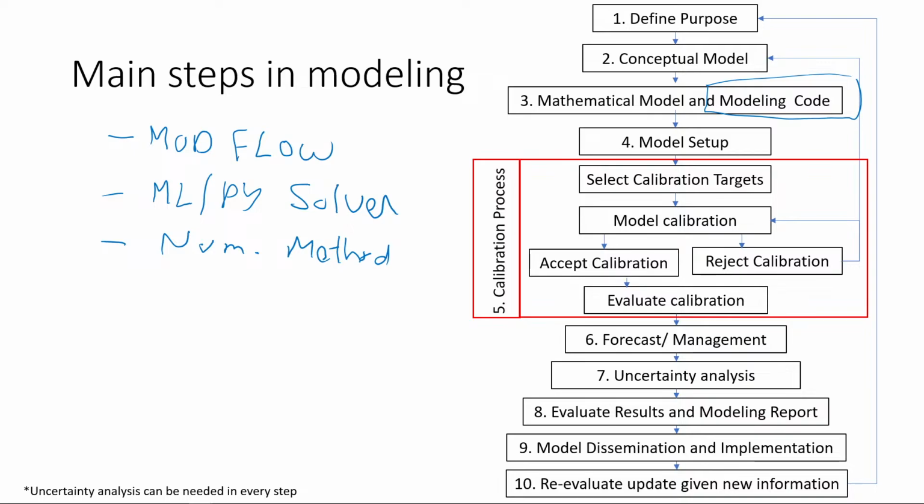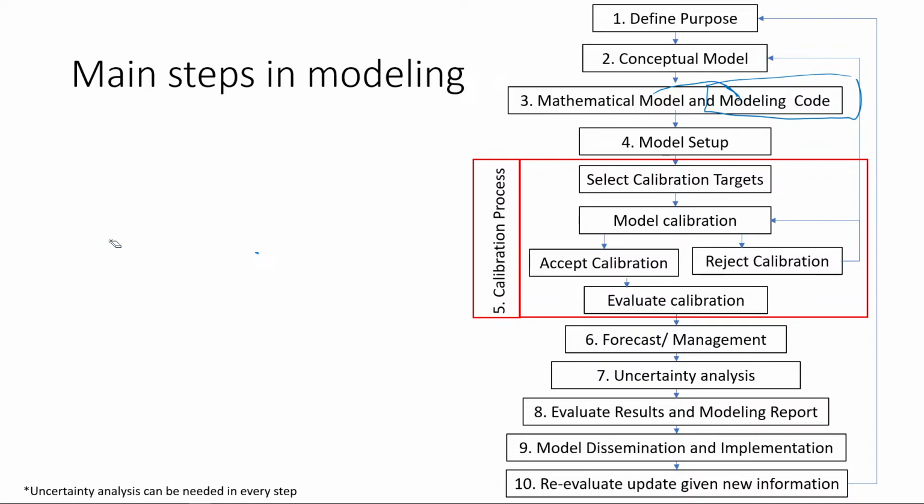We have seen in the previous example how to convert this to this. Now you have your modeling code, and you are ready to set up your model and run it. But when you run your model, guess what? Whatever results you get from this model will not match what you are observing in the field. Why is that? Because this model is not calibrated.